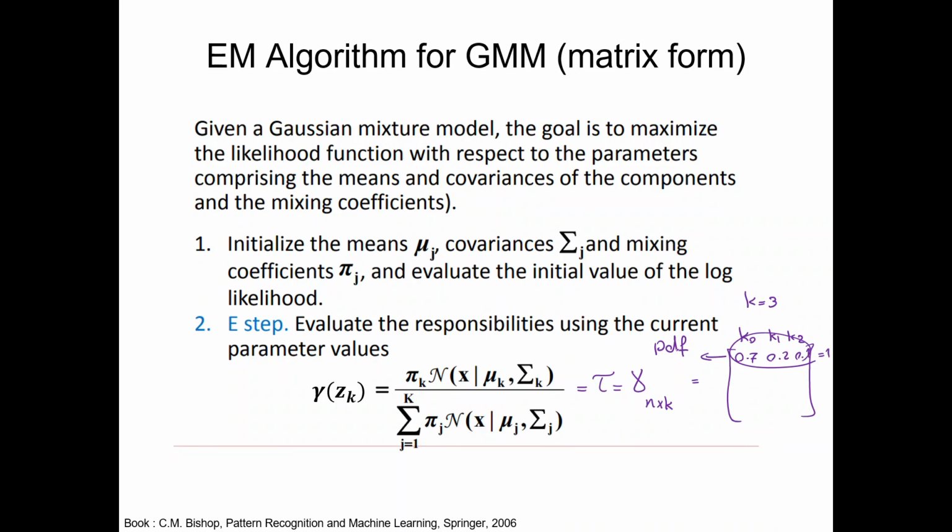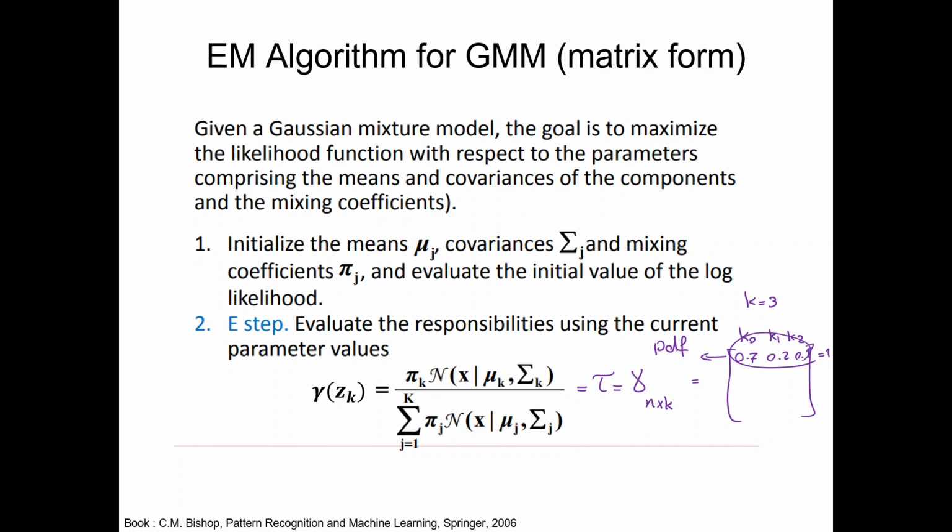If I have 3 components, 3 clusters, for each component, how many mu, sigma, pi do I have? How many parameters do I have for each component? 3. So in total, I'm going to have 9 parameters. So this means that in the maximization part, I need to recalculate all the parameters: mu, pi, and sigma.